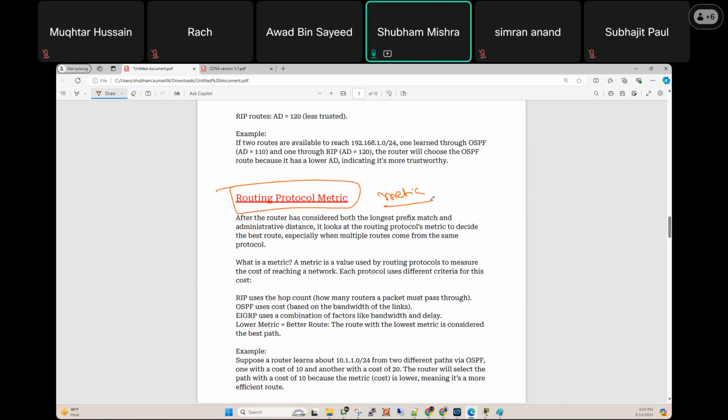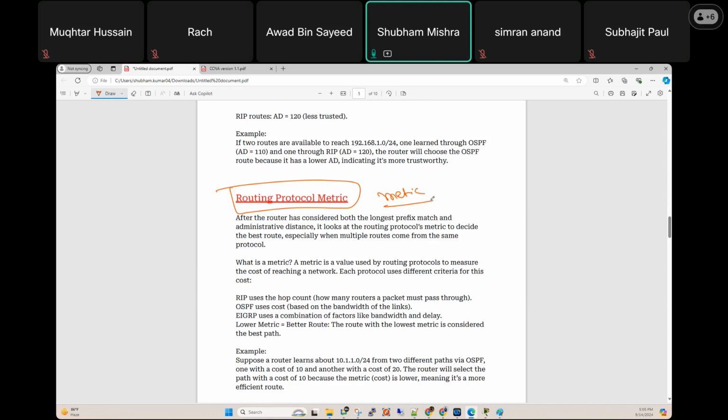Are you getting my point? Yes or no? Metric value. And on the basis of the metric, the router will choose the best path, and a lower metric is always preferred. Lower metric is always preferred.